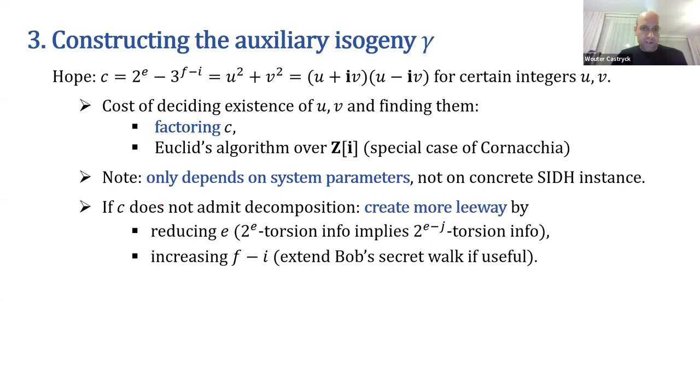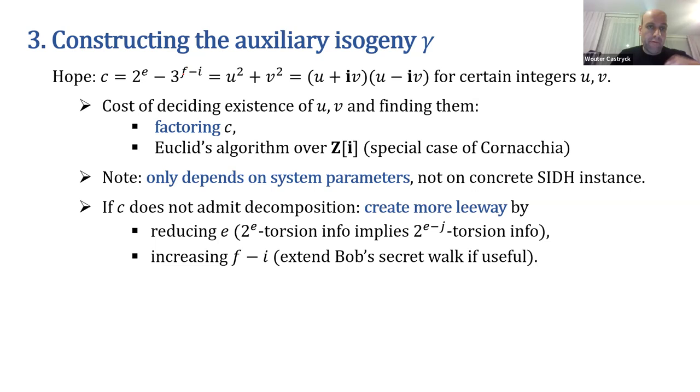Furthermore, if C does not admit such a decomposition, you can create more leeway by reducing E. Because if you know the action of Bob's secret isogeny on the 2^E torsion, you also know it on the 2^(E-J) torsion for every value of J, right? So you can play around with this exponent. You can also increase F minus I.